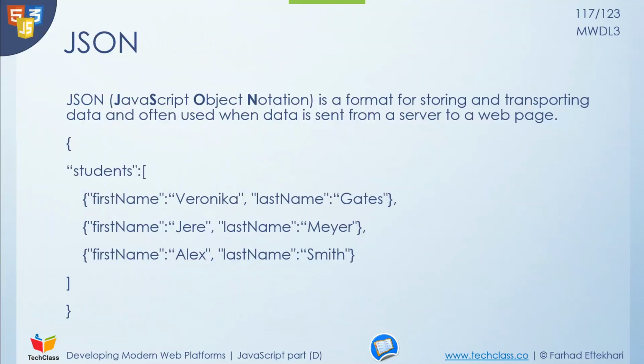Right now, let's get familiar a little bit with JSON. JSON, or JavaScript Object Notation, is a format for storing and transporting data, and is often used when data is sent from a server to a web page. So whenever you are receiving data by JavaScript from a server, this data usually is sent to you in JSON format. This is an example of a JSON format.